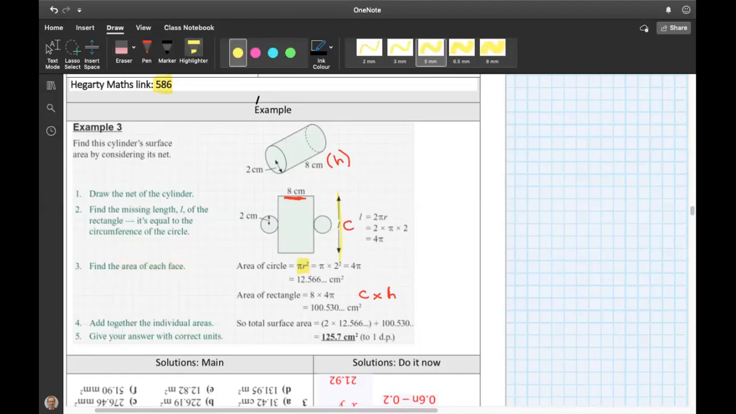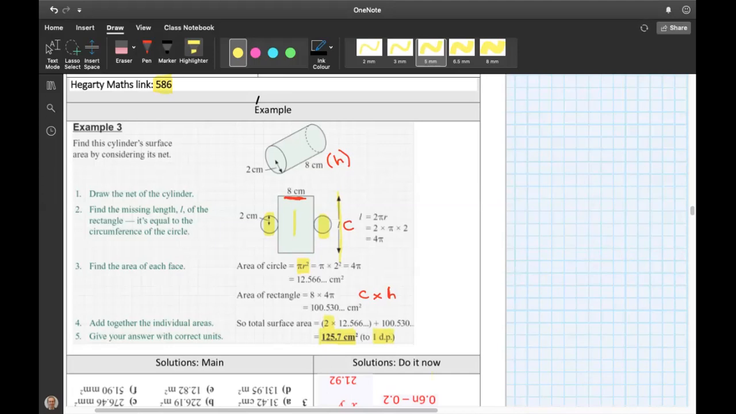Thing to watch out for here is that we've got 2 circular faces. So you've got 1 rectangular face, and then you've got 2 circular faces. Okay, that's why they've multiplied this by 2 here. Once you've done that, you need to find the numerical value of your answer and make sure you round it to the correct decimal places that they've asked for in the question.